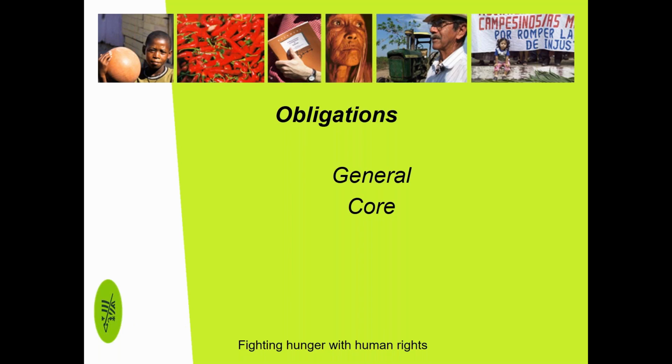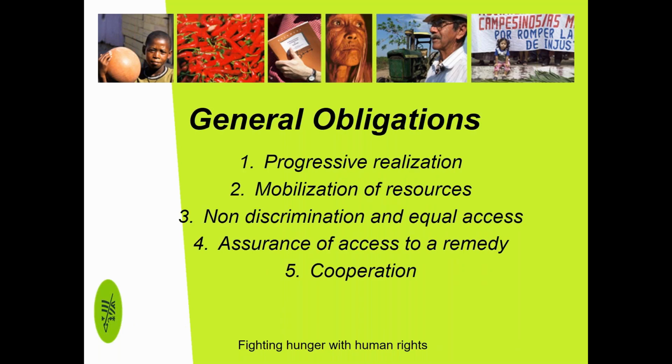So in these obligations of states to ensure that human rights, in this case the right to water, is respected or protected, you have a set of two obligations. You have the general obligations and you have core obligations. For general obligations, you have several levels. You have the progressive realization, you have mobilization of resources, you have no discrimination and equal access, you have assurance of access to remedy, and you have cooperation. So what does it mean?